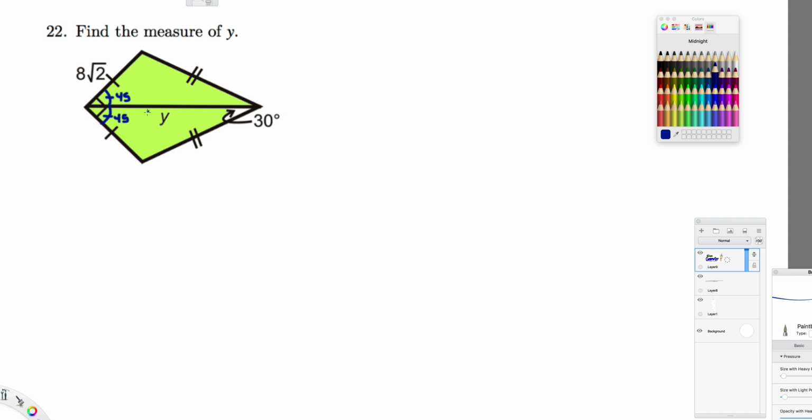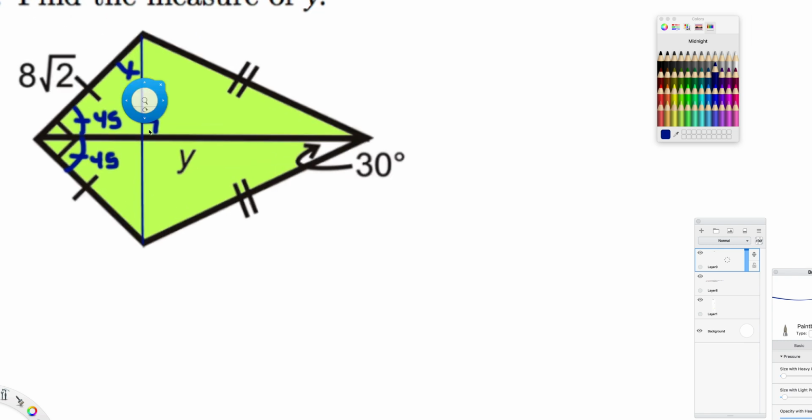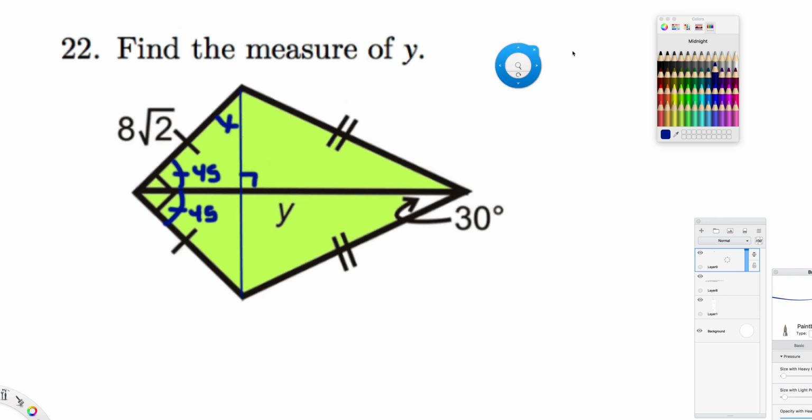So we don't have a 45-30 something triangle, so we need to get a 90. So what we're going to do is get the other diagonal here, and in a kite the diagonals are 90 degrees. So this is going to give us a 45-45-90 for this triangle here, and let's go yellow for this one.